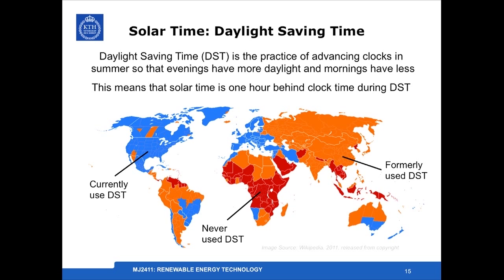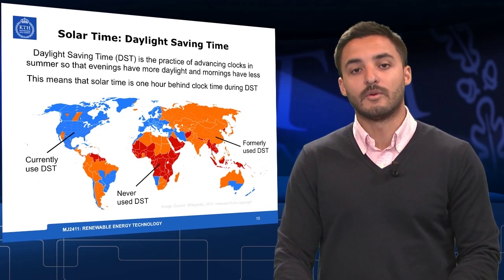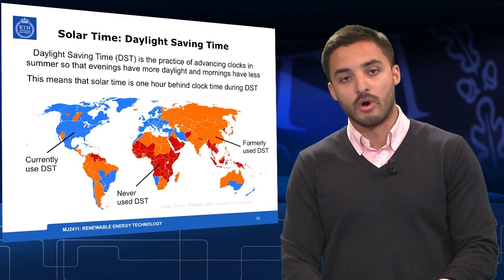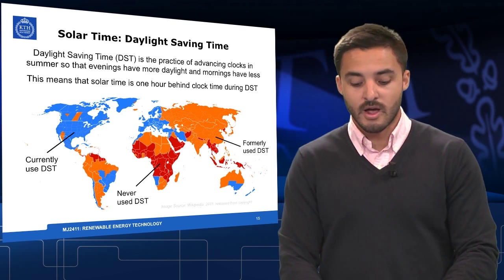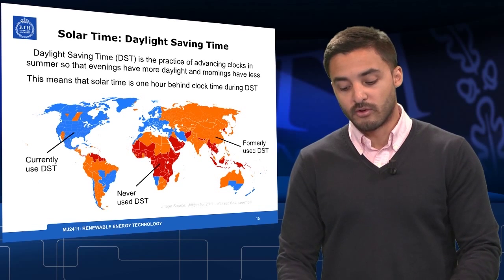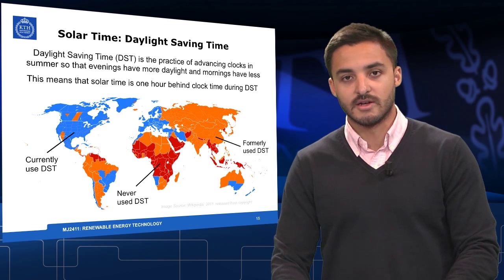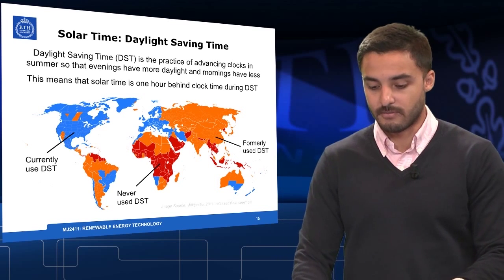The last correction factor to take into account is the daylight saving time. Daylight saving time is the practice where during summer we advance clocks, so that evenings have more daylight and mornings have less. And this means that solar time is 1 hour behind the clock during daylight saving time. This is not used throughout the whole world, but it's important to know if you're performing calculations, whether it's summer and whether this is applicable. So in this figure you can see where it is used, where it was used before, and where it has never been used. It's important to notice that a big part of the Western world, where some of the solar calculations are performed, does use daylight saving time.